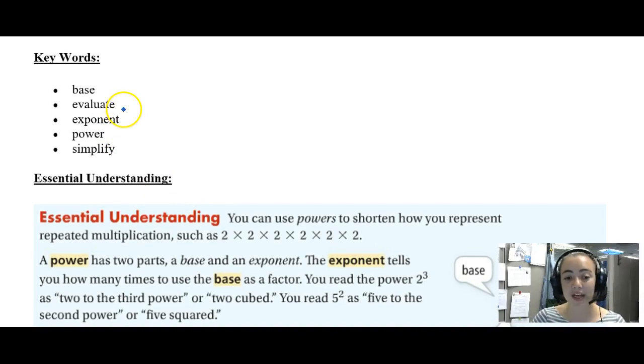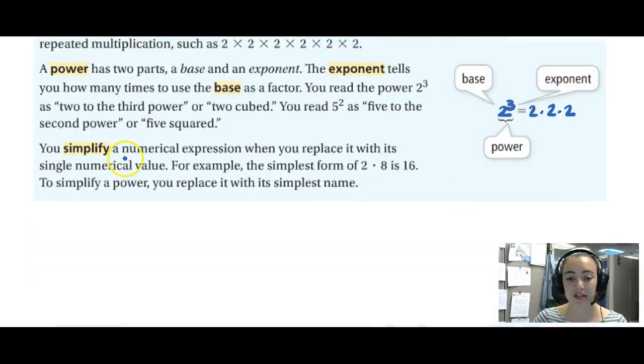The other two are evaluate and simplify. To simplify a numerical expression, you replace it with a single numerical value. So in this case, 2 times 2 times 2. Well, 2 times 2 is 4, times 2 is 8. So that's 8. You simplified it. And then you'd replace it with its simplified version.